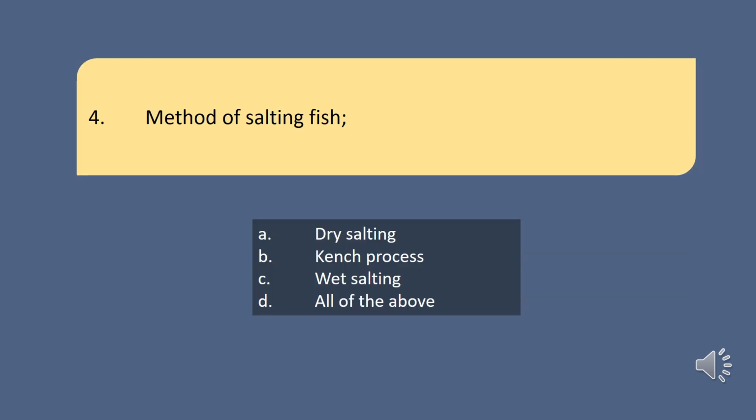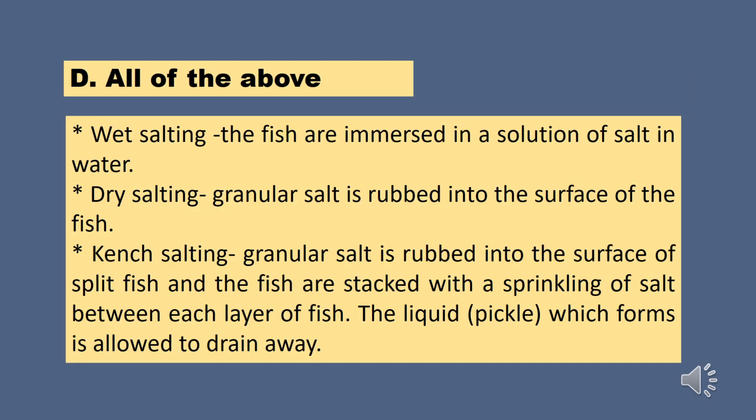4. Methods of salting fish. A. Dry salting. B. Quench salting. C. Wet salting. D. All of the above. The correct answer is letter D.